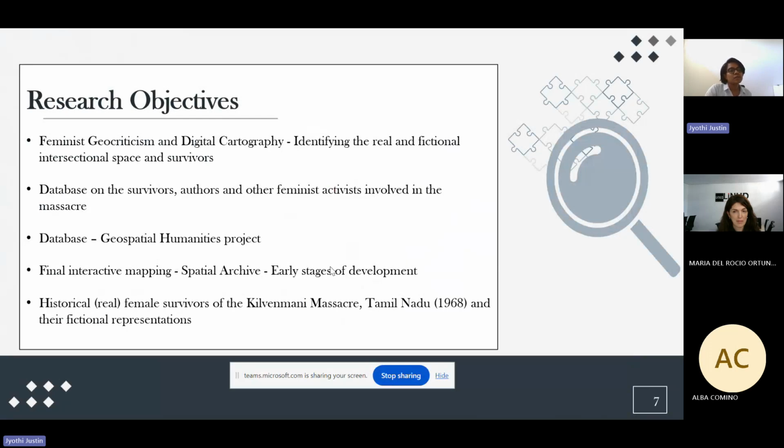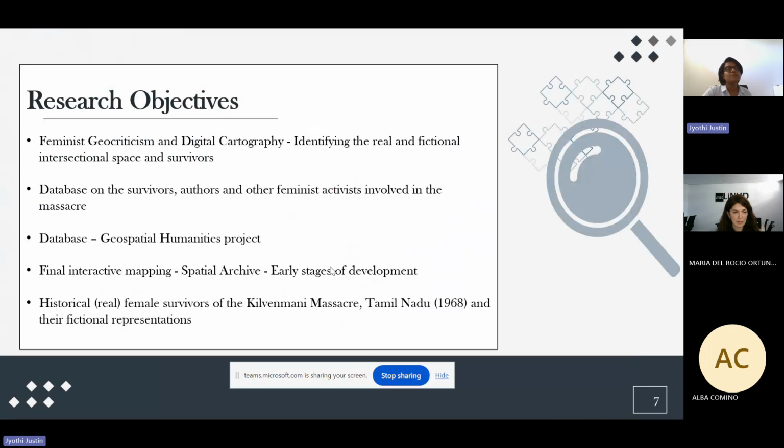Hence, we've created a database on the survivors, also the authors of the narratives on the massacre, and the female or the feminist activists who were involved in rehabilitating the survivors of the massacre. And this has resulted in the creation of a database of the survivors, especially the female survivors of Kilvenmani massacre.